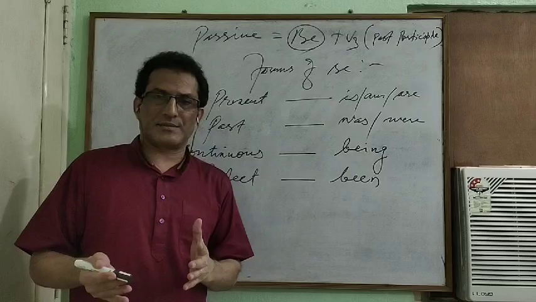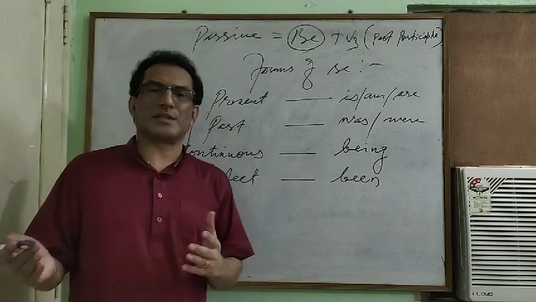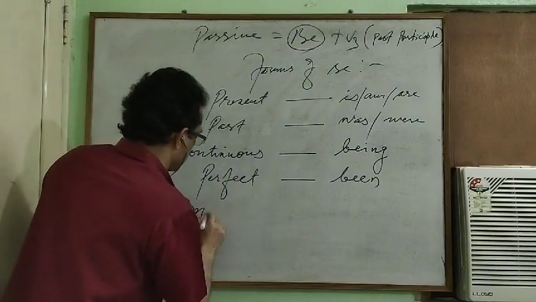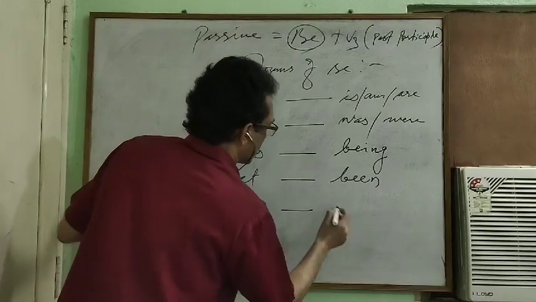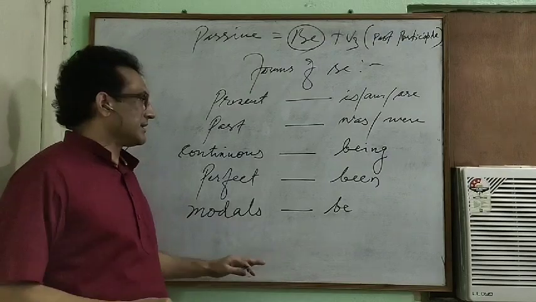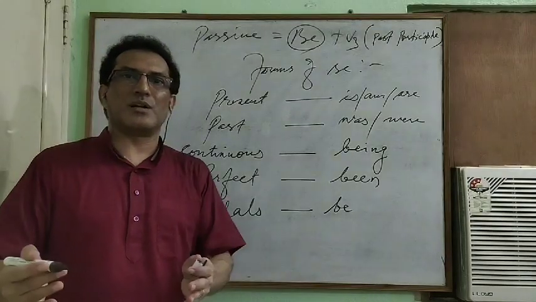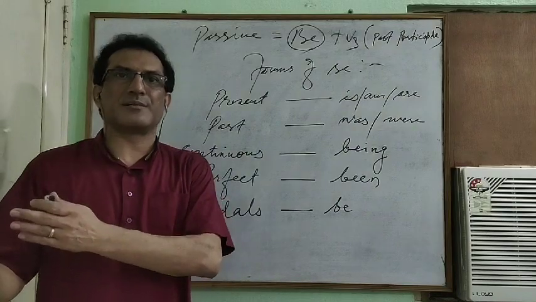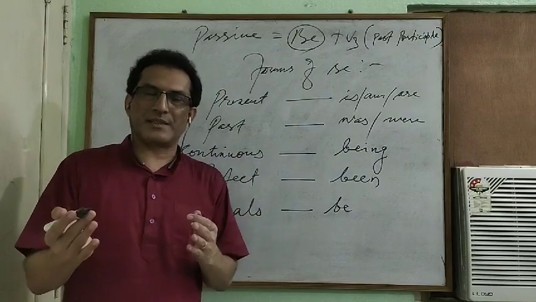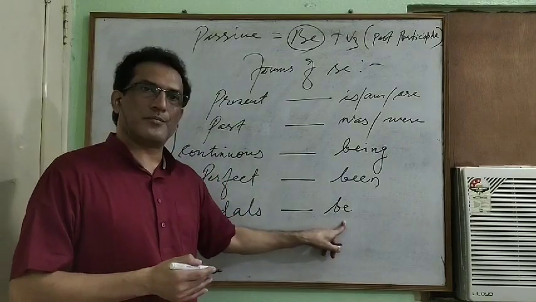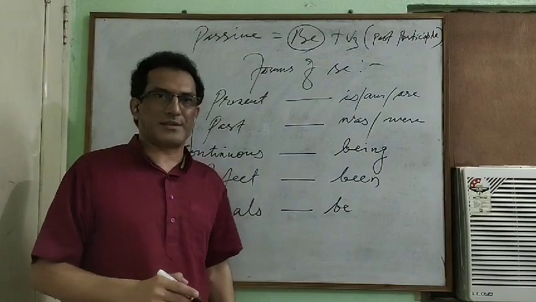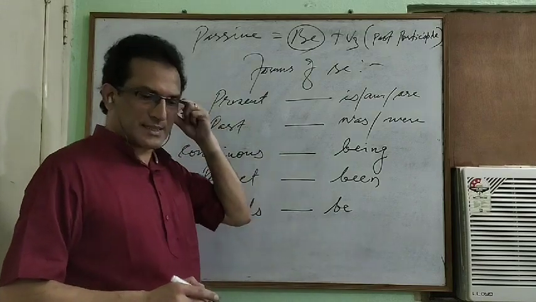Now we have the modals. Modals means modal auxiliaries like will, shall for future and the rest of the modal auxiliaries. For modals we have be itself, like she will bake some cake. She will bake some cake. So will bake, when we change that into passive, it will be some cake will be baked by her. So be is for the rest.